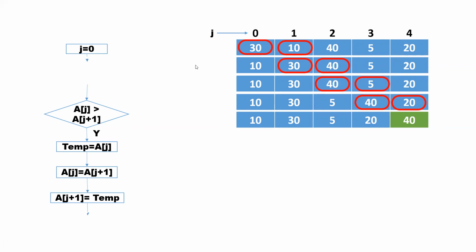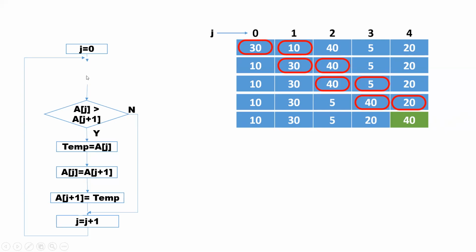Now we need to compare the values of 1 and 2. That means we want to increment the value of j by 1, so j equal to j plus 1. If this condition is false, that means a of j is less than a of j plus 1, and there is no need to interchange. We can just go to the next element, so go to j equal to j plus 1. Again, compare j and j plus 1. So this is a loop.